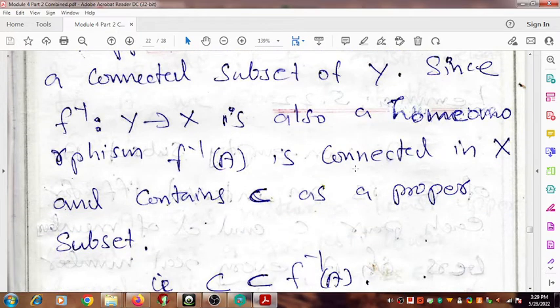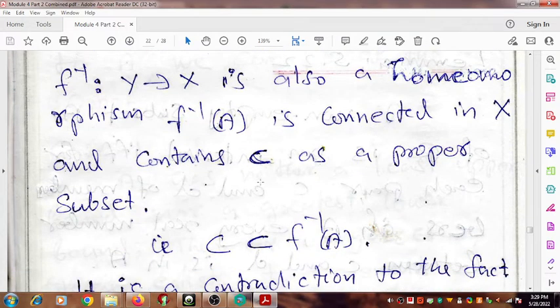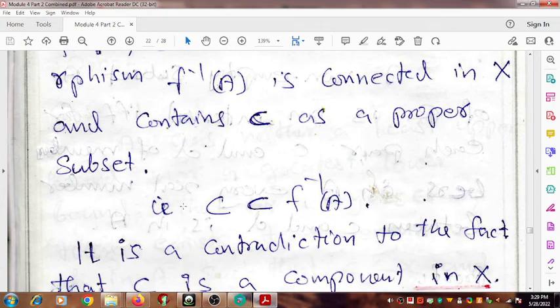Then F inverse of A is connected in X, and it contains C as a proper subset. But you know, C is the biggest connected subset of X. That's why we call it a component.